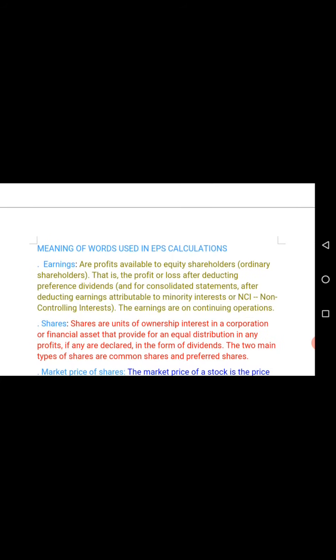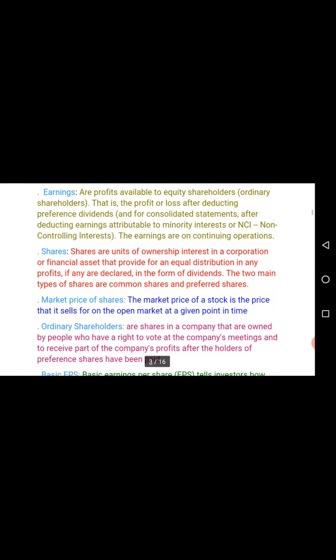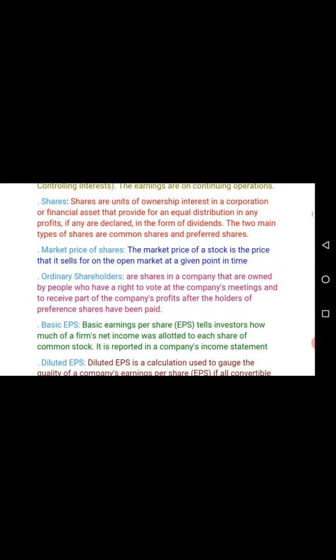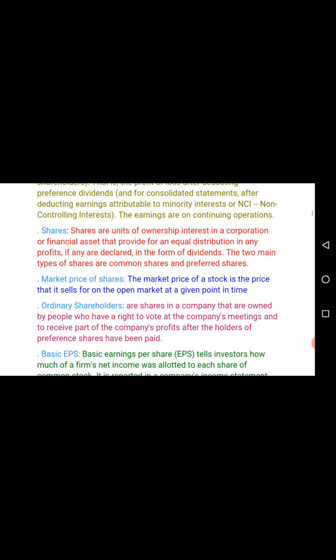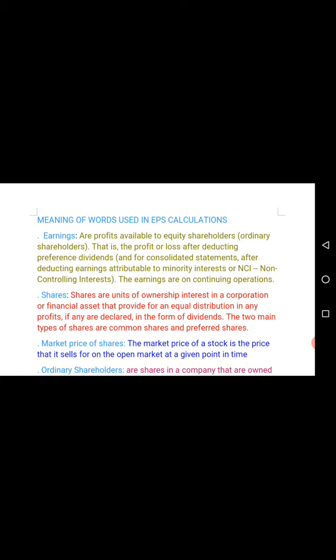So we'll go to the meaning of words used in EPS calculations. Now we have about, let's see, 1, 2, 3, 4, 5, 6. We have about 6 words here. The first is earnings. So what are earnings according to IAS 33? Now, earnings are profits available to equity shareholders, as we said.